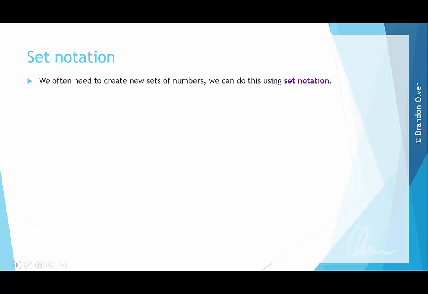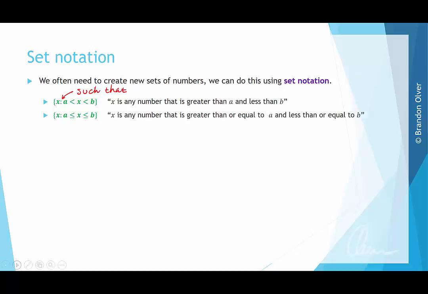We often need to create new sets of numbers that we haven't already described using those bold-faced letters. And to do this, we can use set notation. So this statement here in green says the set of all numbers of x such that, so this little colon here means such that, and we read this as x is any number that is greater than a and less than b. Similarly, we have this set which says that x is any number that is greater than or equal to a and less than or equal to b.